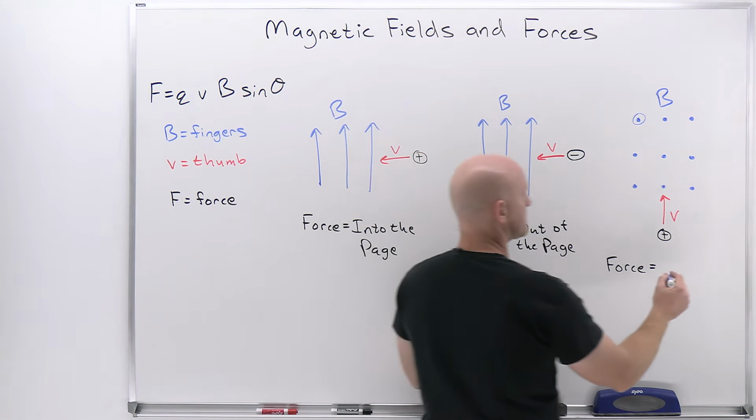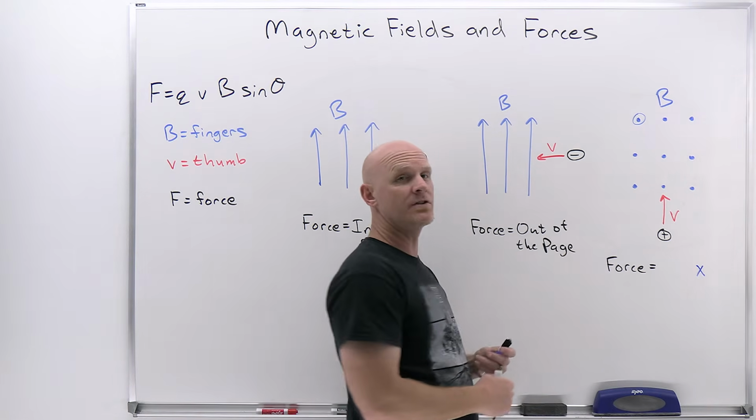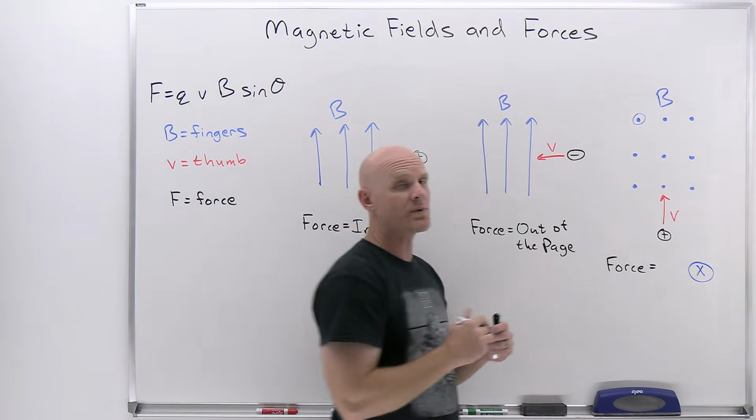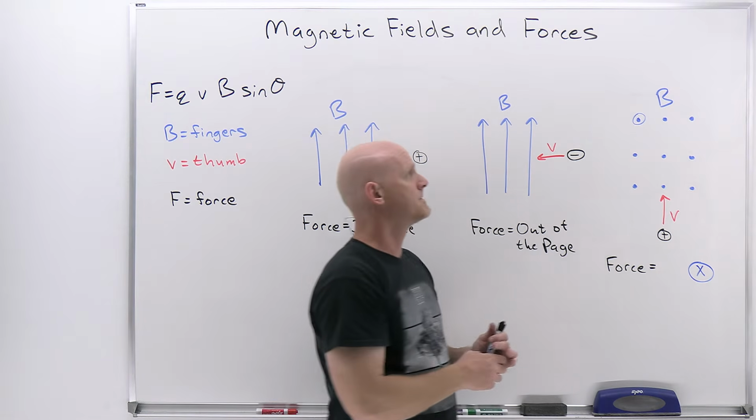And then it turns out going into the page is represented by an X, like it's the tail of an arrow going into the board, so to speak. And it's either an X or it's an X, once again, with a circle around it. Either of those would mean something is being directed straight into the board.